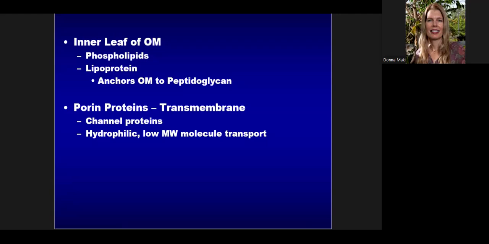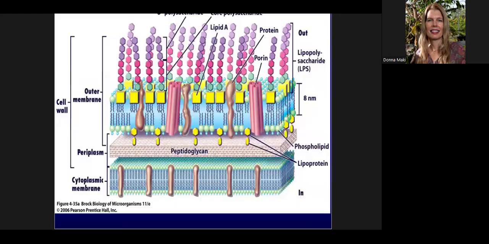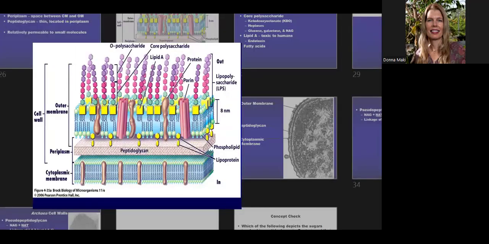And we go back to that picture, you can see they tend to have this conformation where there's these three major subunits that cluster together, the channel proteins, kind of three big tunnels. That's how they actually look when you look at them under the electron microscope. And so those are the proteins that allow for transport. And you have your phospholipids here, and then lipoproteins are anchoring into the peptidoglycan. All right, so that inner leaf is relatively similar to what we see in the cell membrane. Not identical, but.